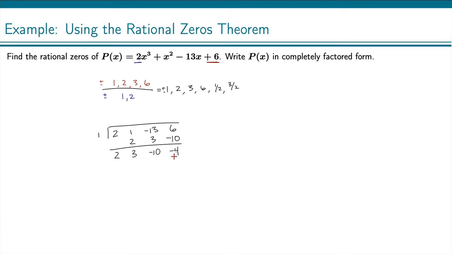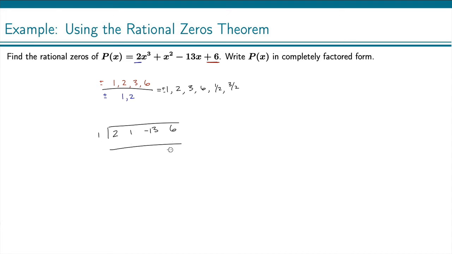Now, we didn't get a 0 here. So we got a remainder. And if you get a remainder, that means that what we divided by here, which was x minus 1, is not a factor of our polynomial. So 1 didn't work. So now I move on, and you can just get rid of this work that you've done because, well, it didn't work out.